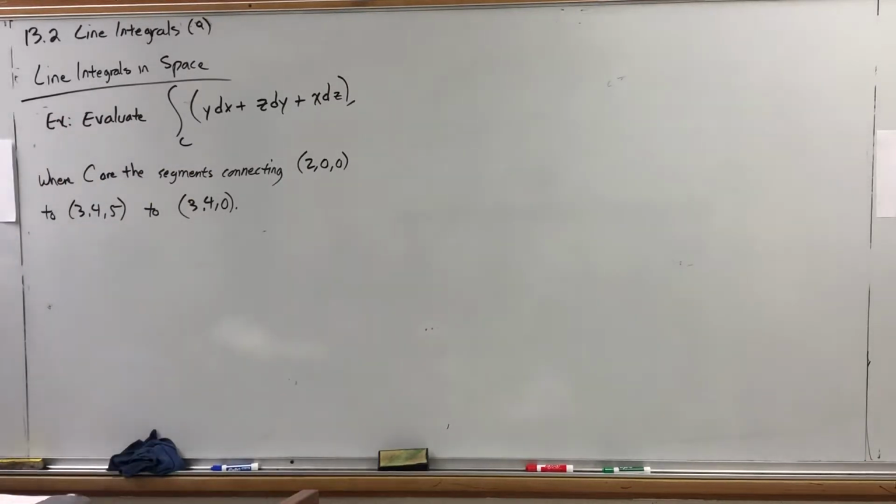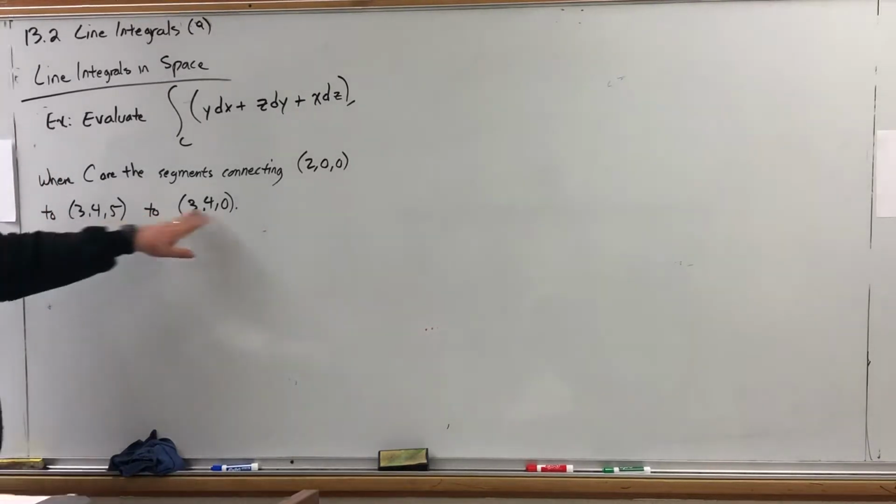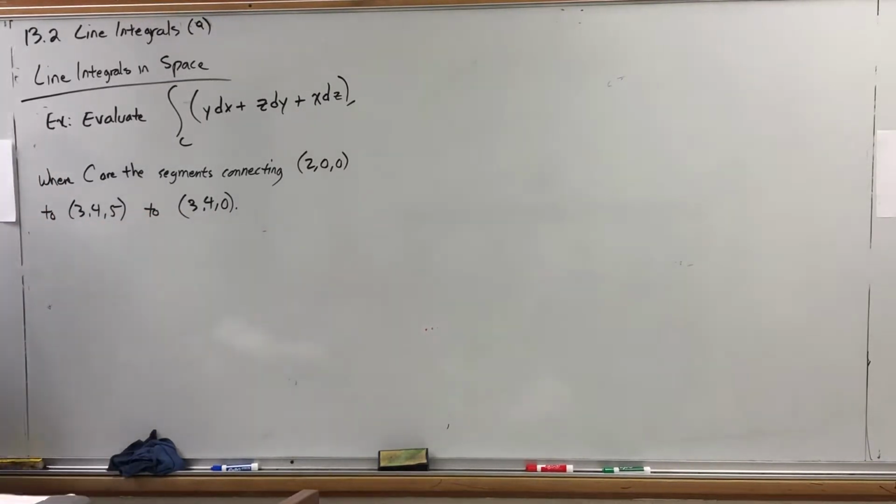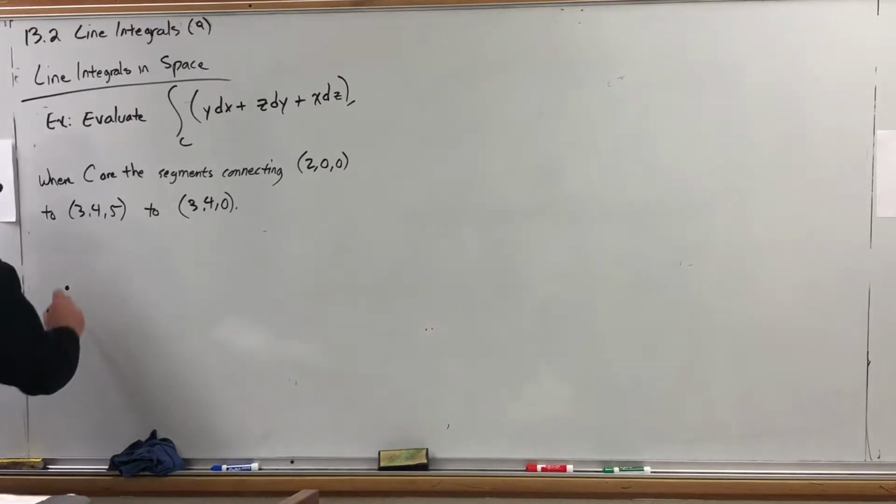And our curve is going to be 2 line segments connecting the points (2, 0, 0) to (3, 4, 5), and then to the point (3, 4, 0). Now we can't just assume that these are collinear. In fact, if you drew a picture, you can see that they're not. There are other ways to check that they're not collinear. So we're going to have to think of this as 2 separate paths, not drawn to scale.